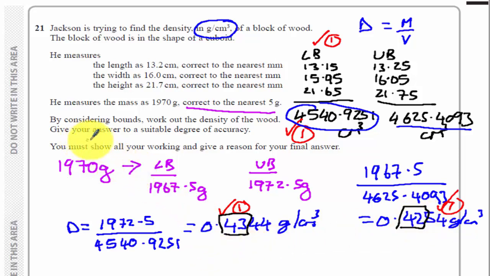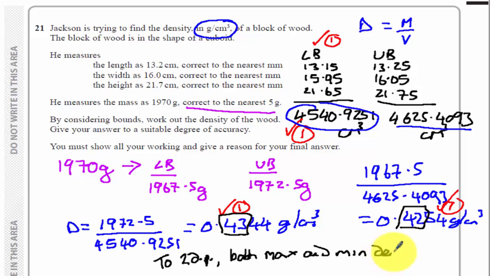So give your answer to a suitable degree of accuracy. So to get the 5th mark, we say to 2 decimal places, both the maximum and minimum density is 0.43 grams per centimetre cubed. And we have our 5th mark.